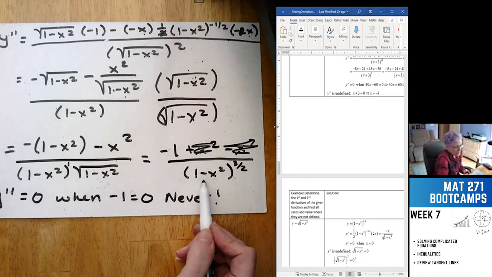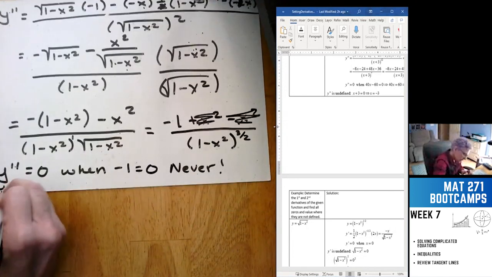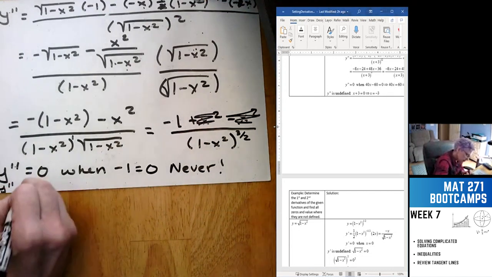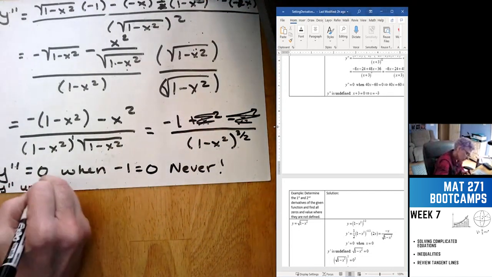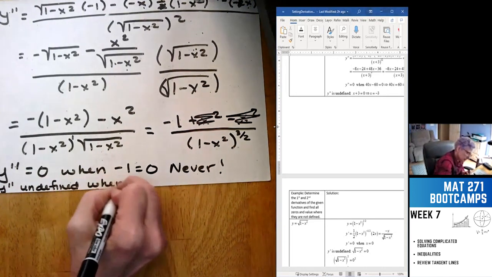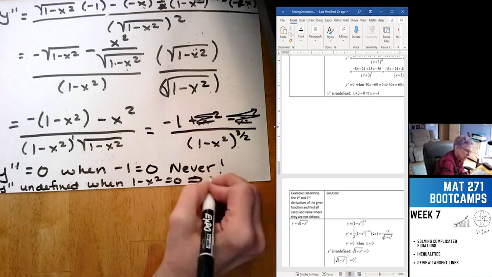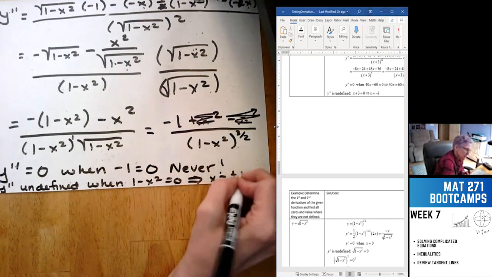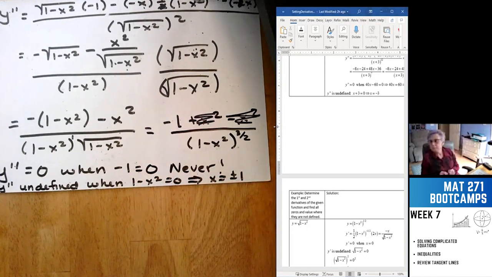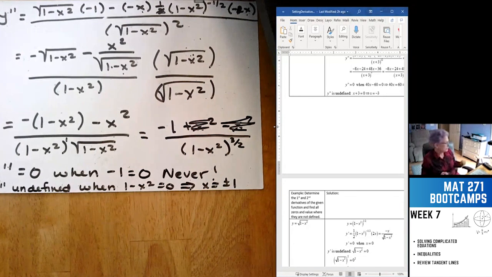And it doesn't exist in the same place as the first derivative didn't exist. Undefined when 1 minus x squared equals 0. So x equals plus or minus 1. Questions?